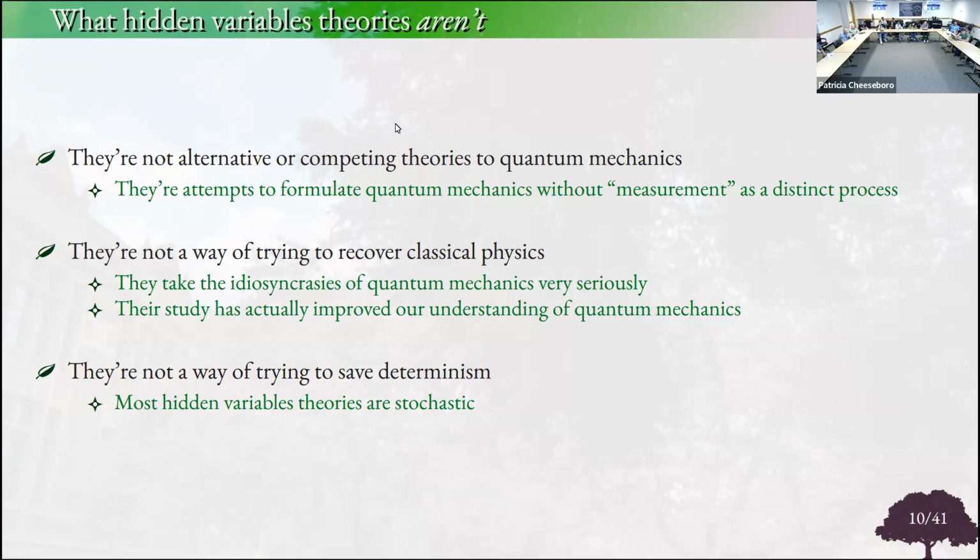The substance of quantum mechanics is fixed. The hidden variables theories are like icing that you add on top of a cake. They're not the main thing, and they're not meant to replace the cake, just to add to it. So they're not really a way of trying to recover classical physics, and they're not even necessarily a way of trying to save determinism from quantum randomness. In fact, most hidden variables theories are stochastic.